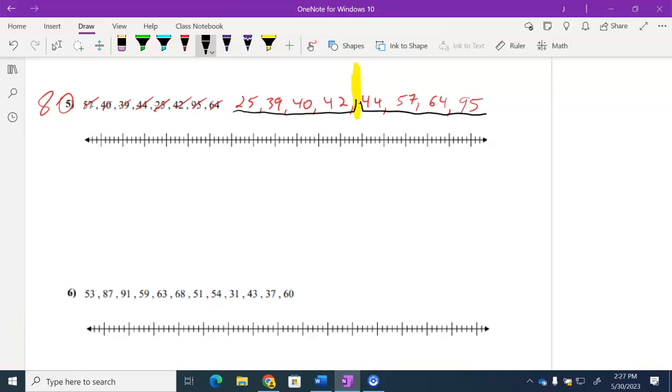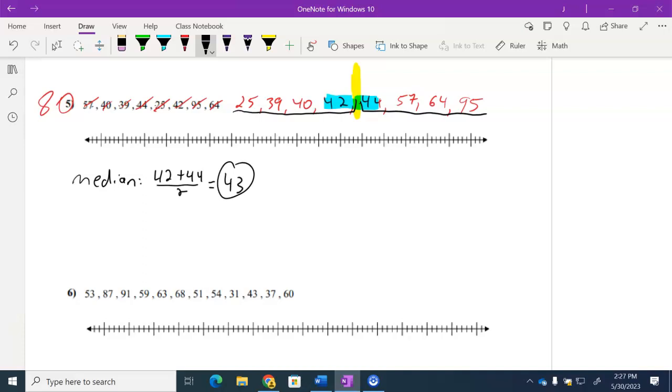So if you have a median that's between two numbers, what you need to do, I'm going to write here, median: you need to add the two numbers in the middle, 42 plus 44, and divide it by 2. That's taking these two numbers, adding them and dividing by 2, and that'll give you that middle number, which is 43. So your median is 43.